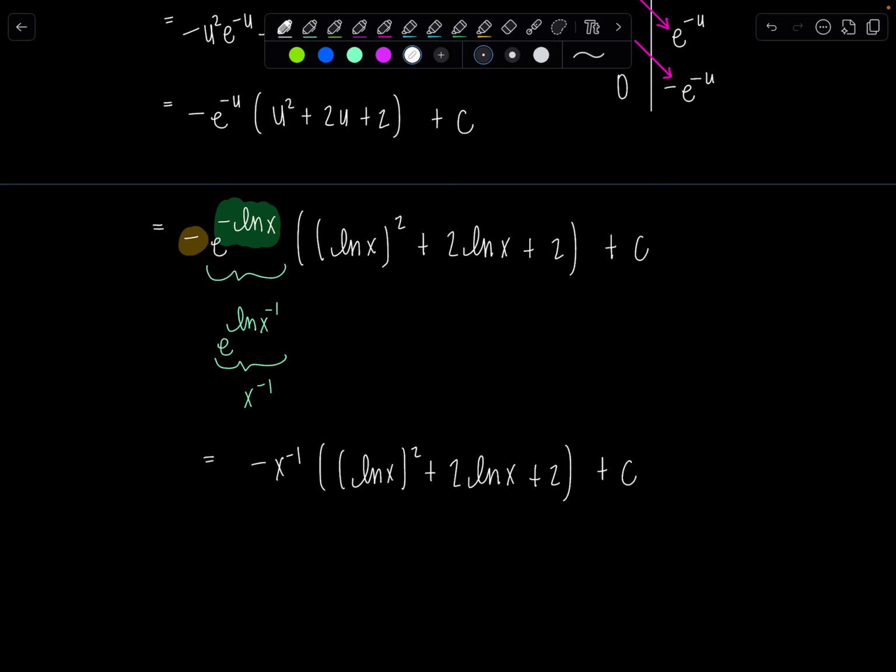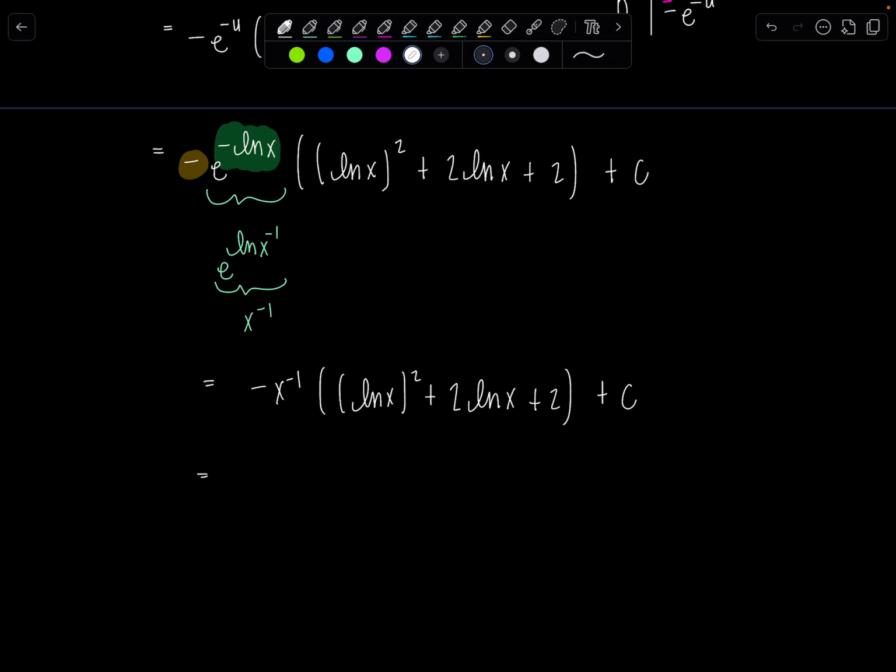You could leave it like this if you want to write the x to the negative first in the denominator, and then just keep this negative factored on the outside of everything. That might look lovely as well. And we're basically done now. Okay, so that concludes the latest integral of the day.